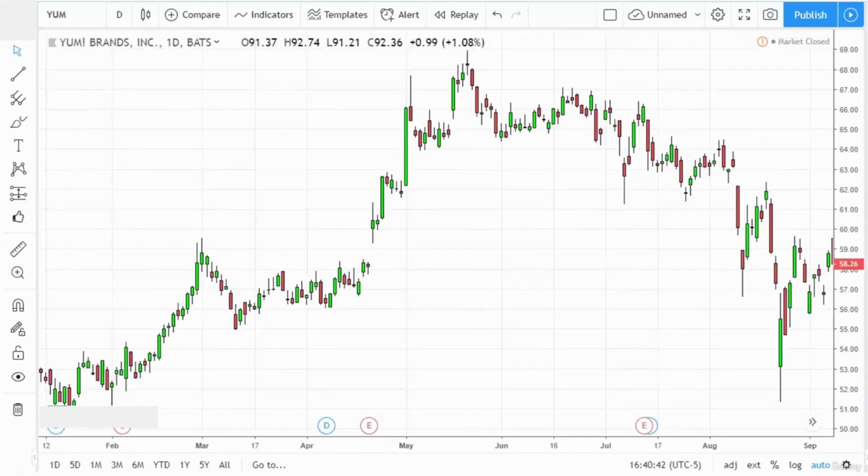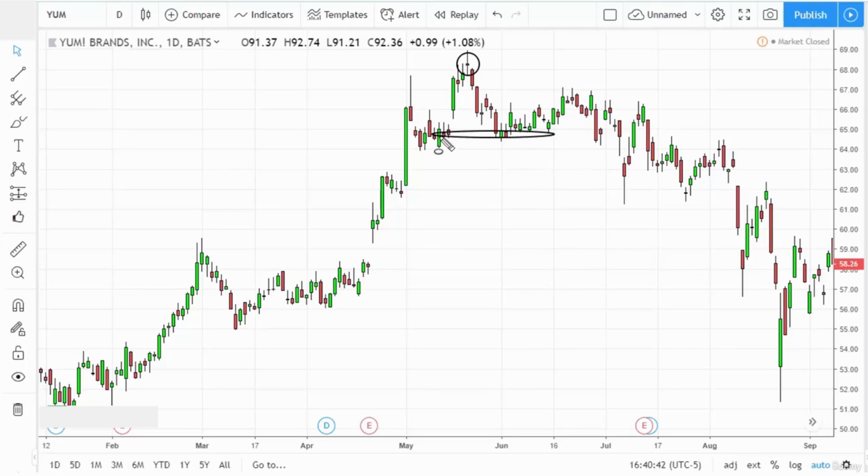Over here in Yum Brands, we have an evening star because we have a long candlestick here at the top of a trend. We have a neutral candlestick after the gap, and then we have a gap lower. So that is an evening star. Some people would even call it a shooting star. But in this case, since there's two gaps, it's technically an evening star.